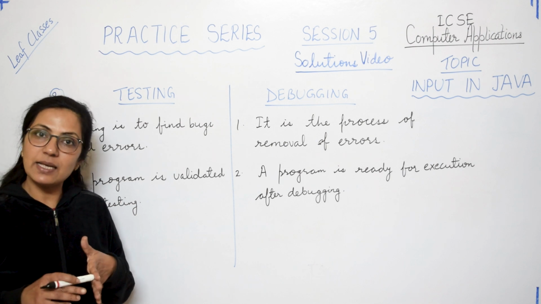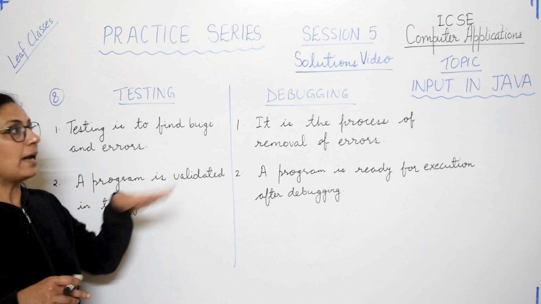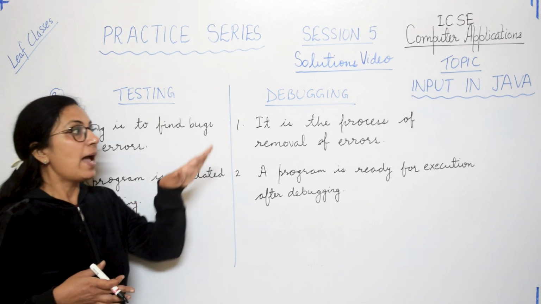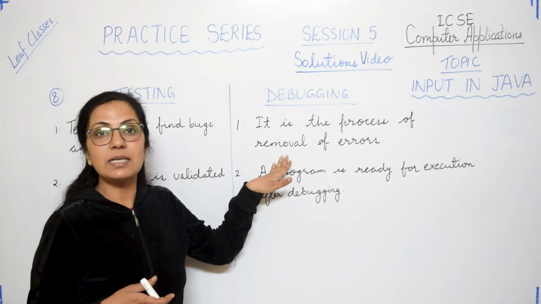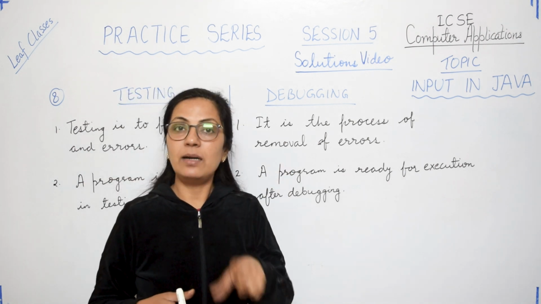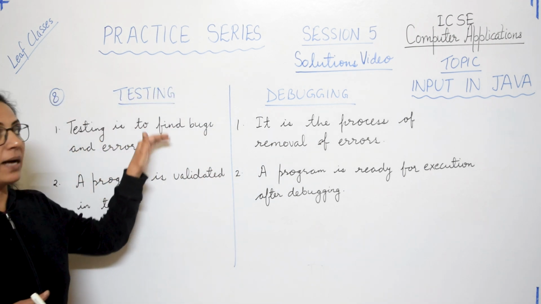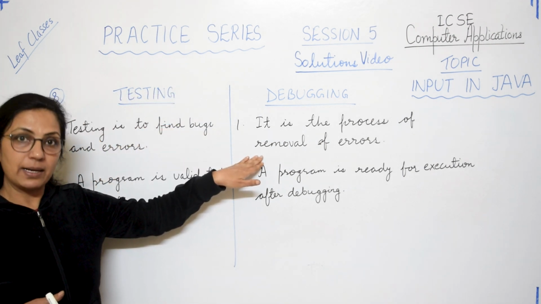It can be syntax error, logical error, runtime error. It can be any type of errors. So that process is known as testing. And the removal of those errors is known as debugging. Bug means error, debug means removal of errors. So in testing we find the bugs, and in debugging we remove the bugs, right?